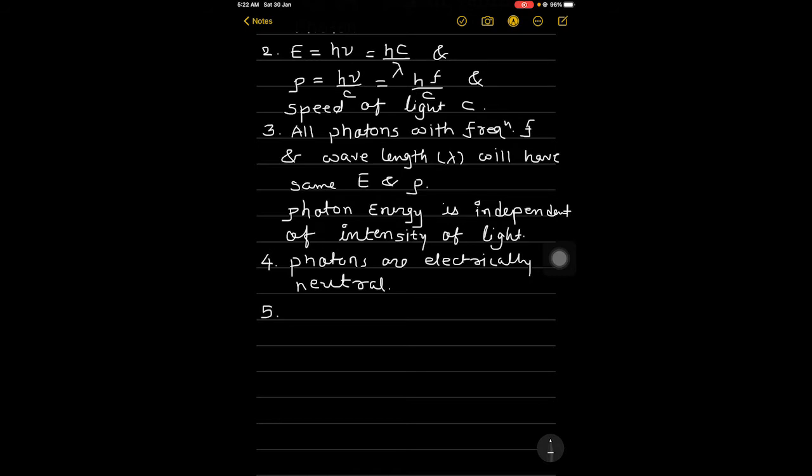And fifth, in a photon-particle collision, or interaction, the total energy and total momentum are conserved.